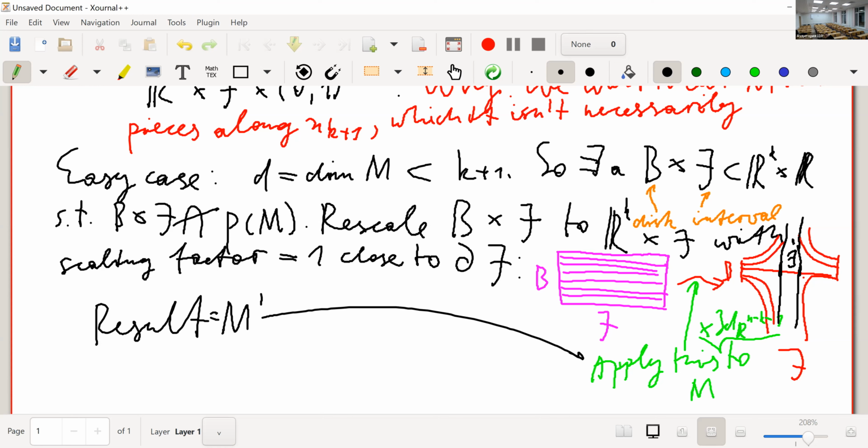M, well, the result would be M sort of cut along the hyperplane of the (k+1)-th coordinate somewhere in J. Well, not really, but sort of. Well, we'll see in a minute in which sense we will need to cut M.